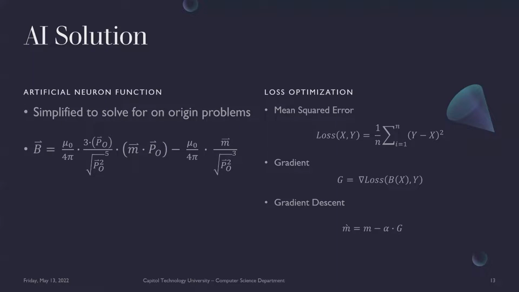In developing our AI solution, we will simplify the problem by solving for a single dipole moment centered at the origin. The artificial neuron functions in our neural network will not be the linear function of y equals wx plus b, but instead the equation for calculating the magnetic flux density, or B field. The equation shown here is in vector notation. We can use the mean squared error as our loss function and stochastic gradient descent to optimize the minimization of the mean squared error.